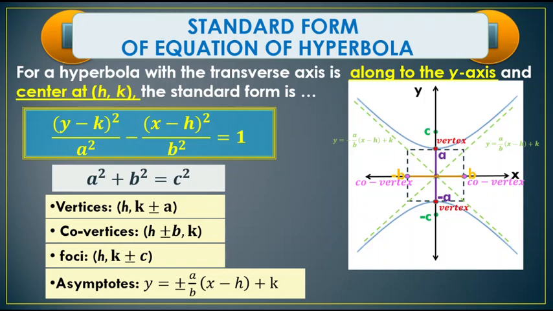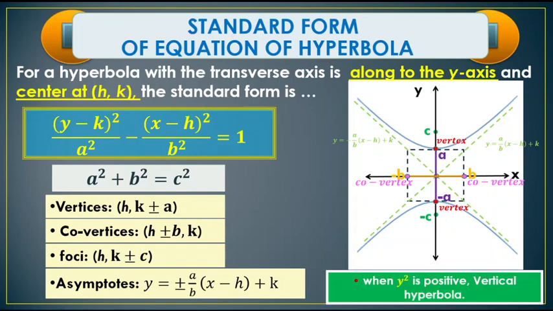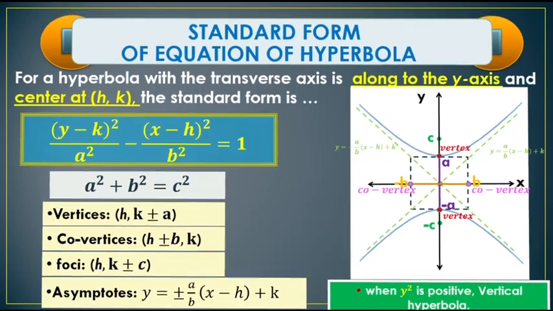And then, substitute na lang tayo para makuha yung mga coordinates ng bawat vertices, co-vertices, foci, and then yung equation ng asymptote. Meron tayong line dyan na intersect yun sa hyperbola natin. And then, sabi nga natin, when y squared is positive, vertical hyperbola tayo.